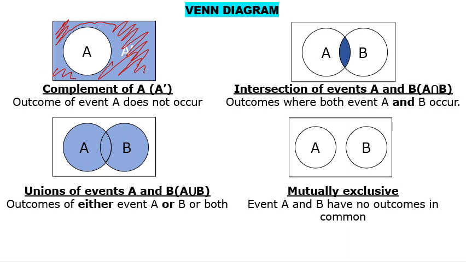We go to the intersection of event A and B. So we denote A and B, so A and B. So we use this symbol, ∩. So A and B outcomes where both event A and B occur, which is here.